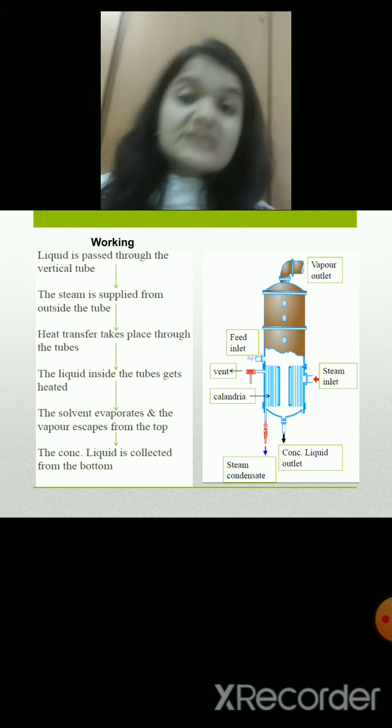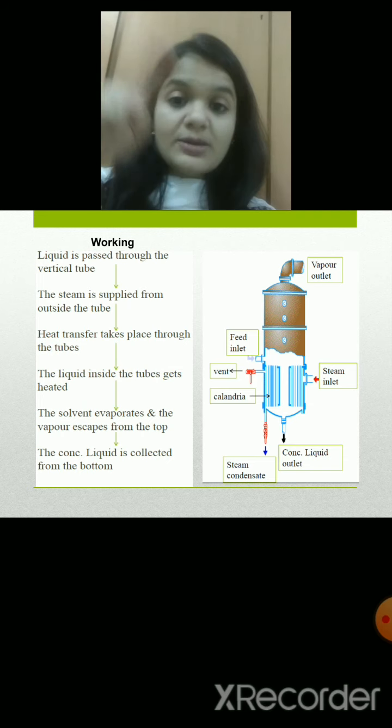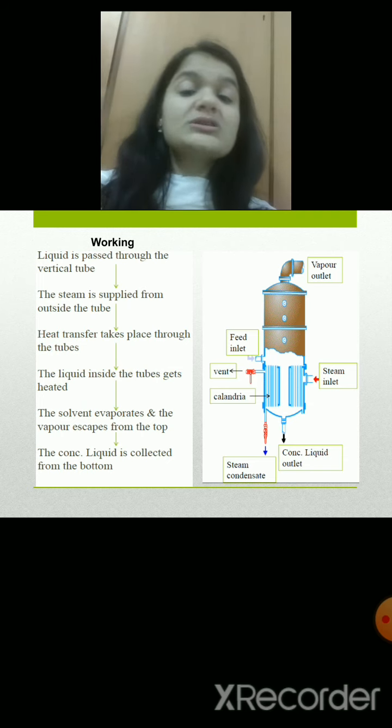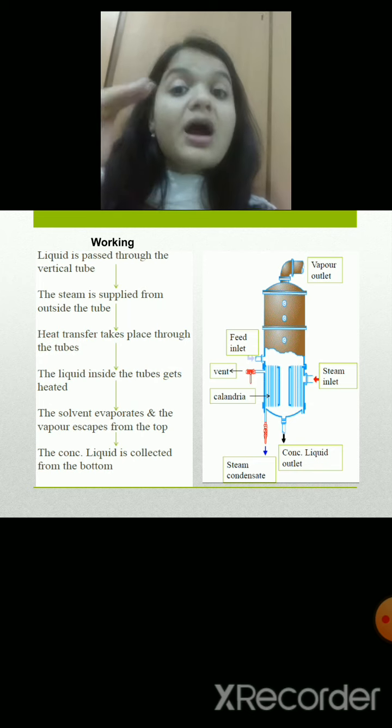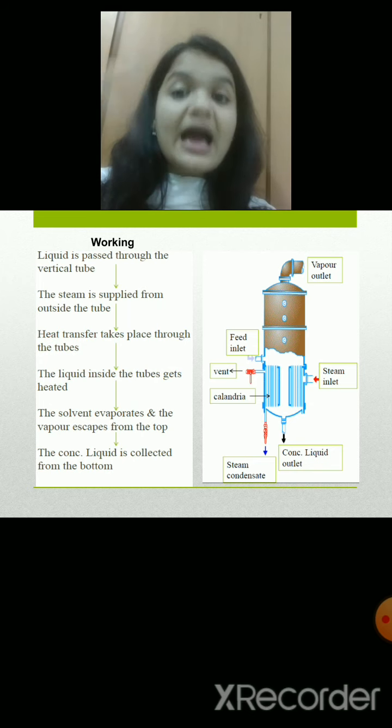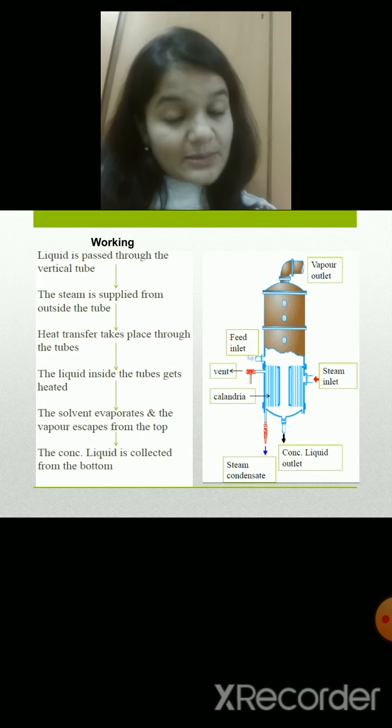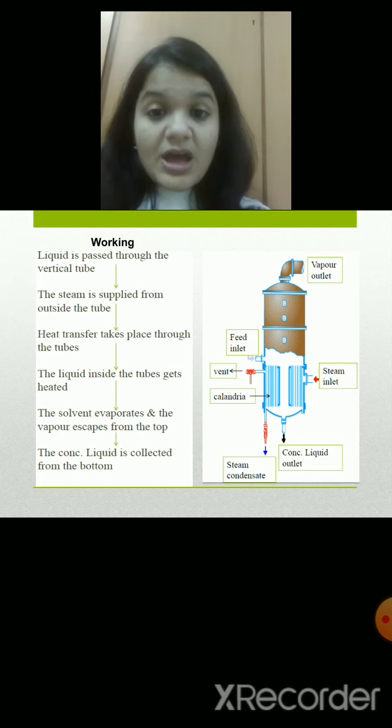Now, this continuous circulation helps efficient boiling and passing from the surface the high energy molecules above the surface and through the vapor phase, and this is known as evaporation. Now, the concentrated liquid, our liquid product, is collected from the bottom similar to the horizontal tubes.